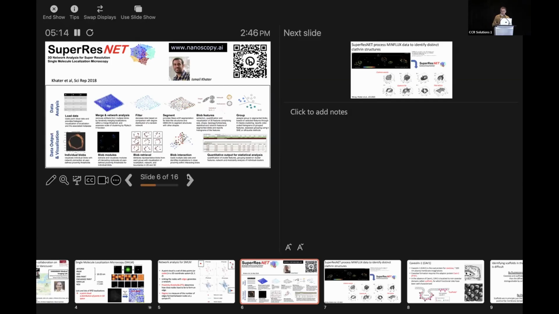We then segment the data. We identify clusters within the data. And then we classify them using about 30 different features, and that allows us to group the data into different groups. Once we have the groups, we can visualize, and we can look at individual blobs, we can look at modules of different blobs, and I'll show you a little bit of new data that we have on looking at interaction between two different channels and at the molecular level. And then we can output a whole bunch of quantitative output that we can use for statistical analysis.